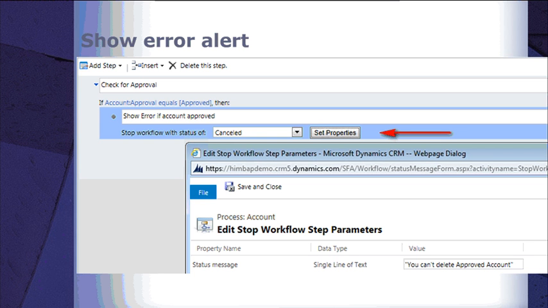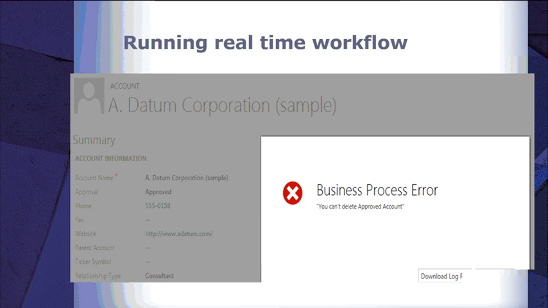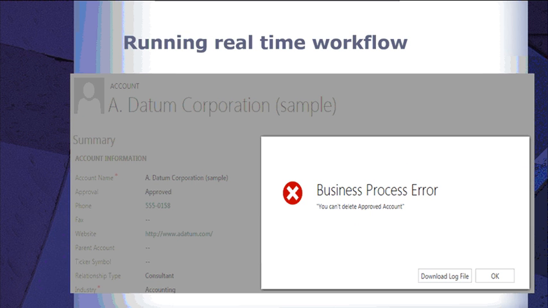So let's test this workflow. Let's move to the next slide, and we will see what happens if we try to delete an account which is approved. Here we have a sample account, and you can see this account is approved. When we try to delete it, our synchronous workflow will run, and it will display the error message that we mentioned in the cancel step to the user.